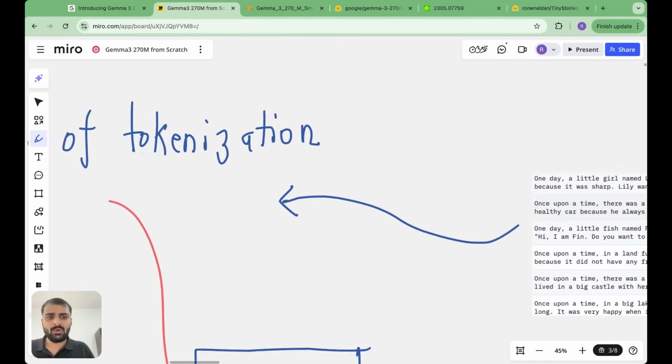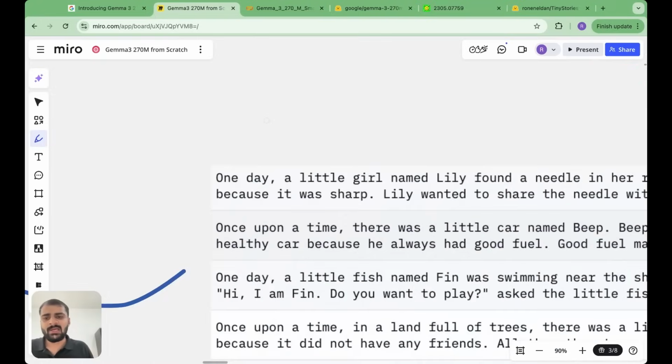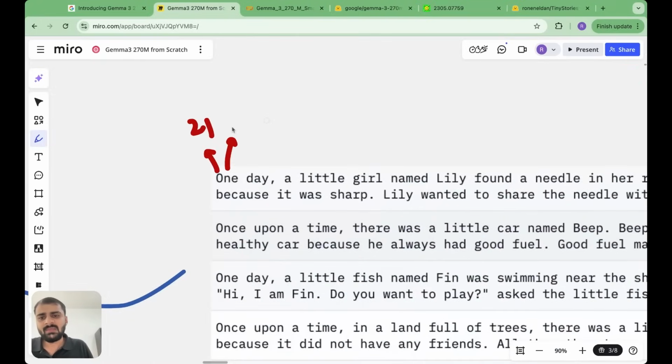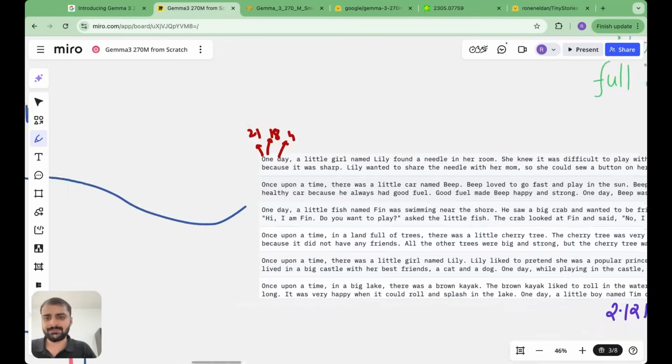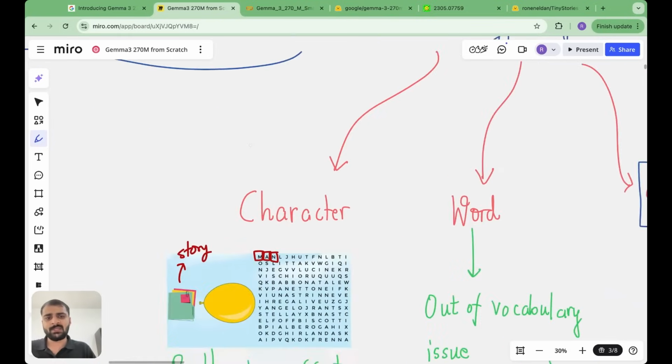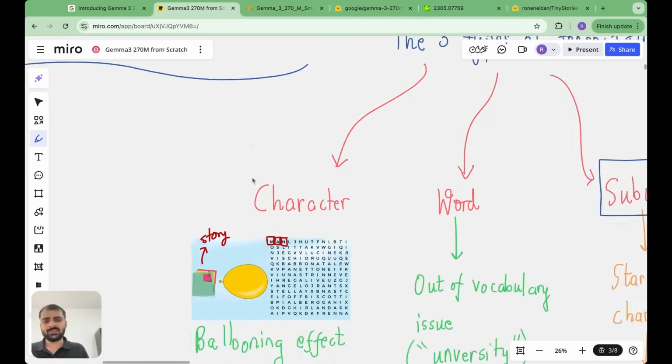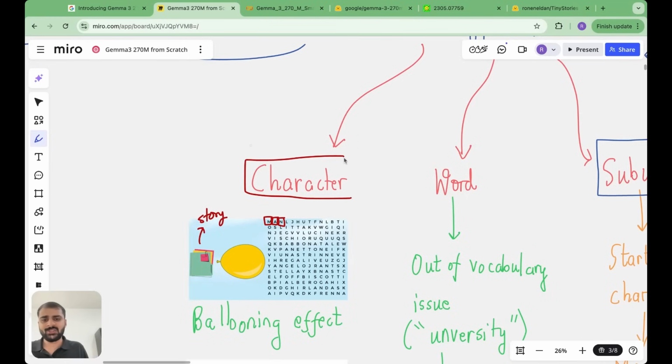For example, if you look at this story right now, let's say O comes at position 21, so 21, 18, this is 4, etc. That's how this entire thing will be converted to token IDs. But what's the issue with this approach? This approach is called character level tokenization. There is one major issue with character level tokenization. You can pause this video here for a while if you want to think about this issue.